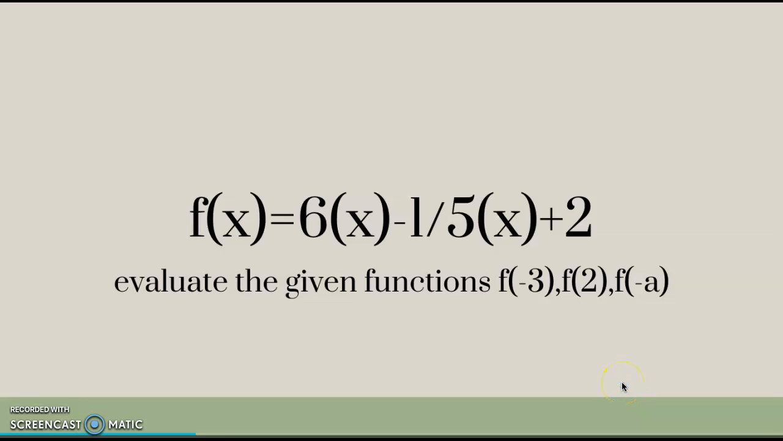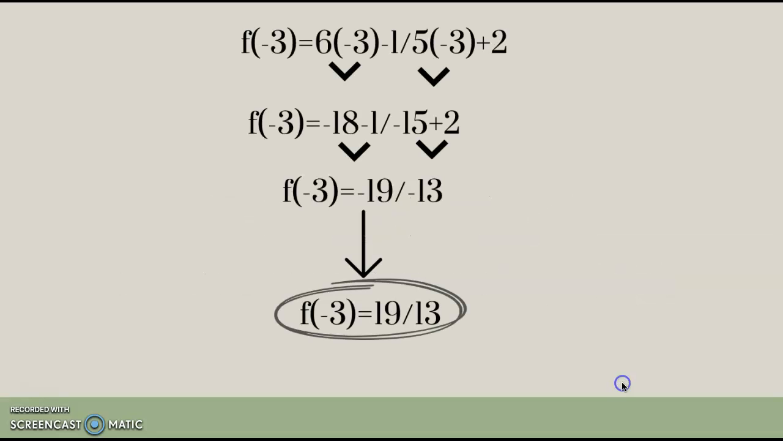My problem for this discussion is f(x) = (6x - 1)/(5x + 2), and I'm evaluating for the functions of f(-3), f(2), and f(-a).